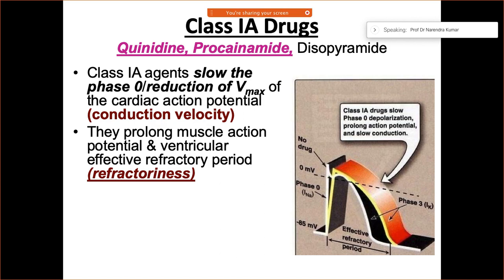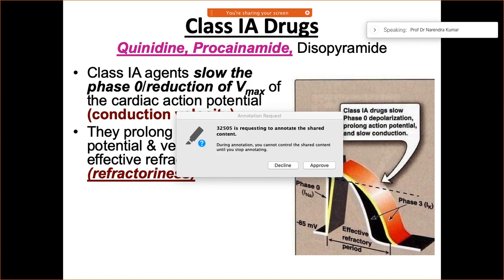But what are the examples of 1A? I have already said it: disopyramide, procainamide, or even quinidine. If we look carefully over here, they tend to decrease the slope of phase 4 spontaneous depolarizations, tending to suppress enhanced normal automaticity and induced arrhythmias, in fact. And they possess an intermediate rate of association and dissociation with sodium channels.